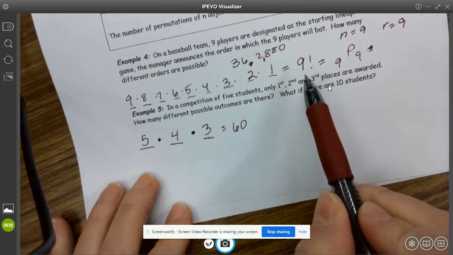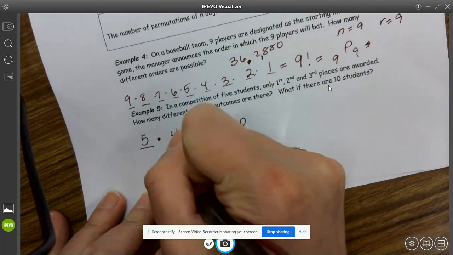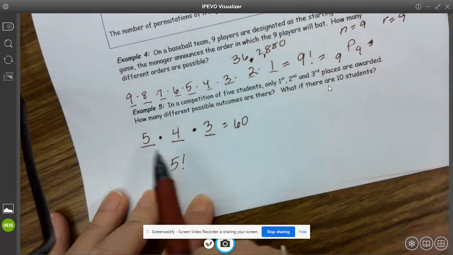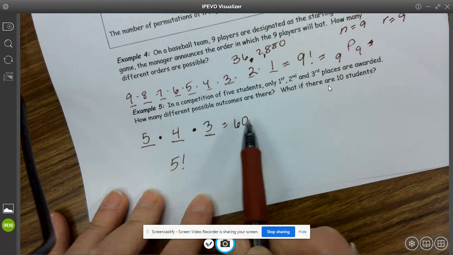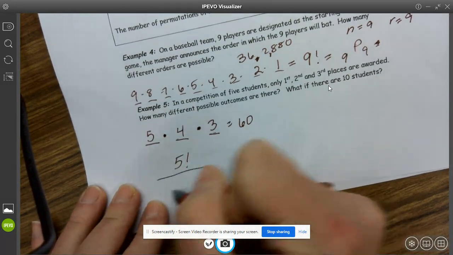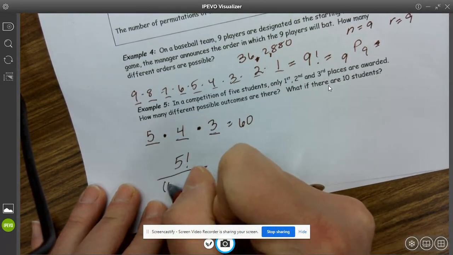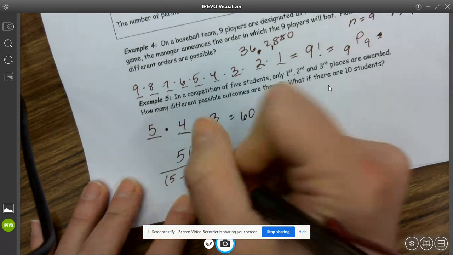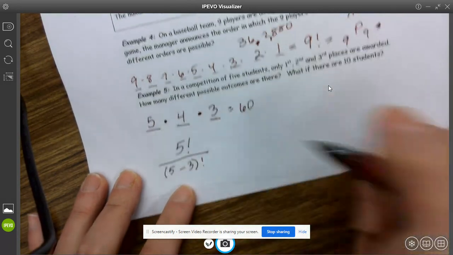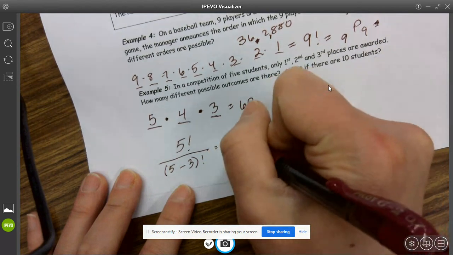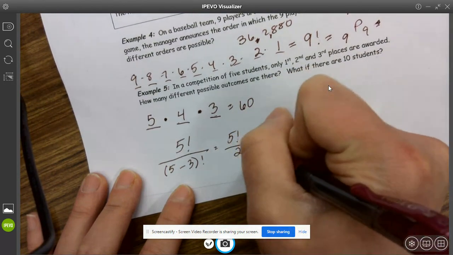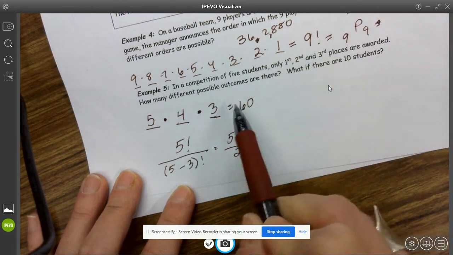If we use factorial, we'd say 5 factorial. But I'm not using 5 factorial. I'm missing the 2 and the 1. So however many ways you have, or 5 minus how many you're taking, 3, we have 5 factorial getting rid of the 2 factorial. We don't have 2 and 1.